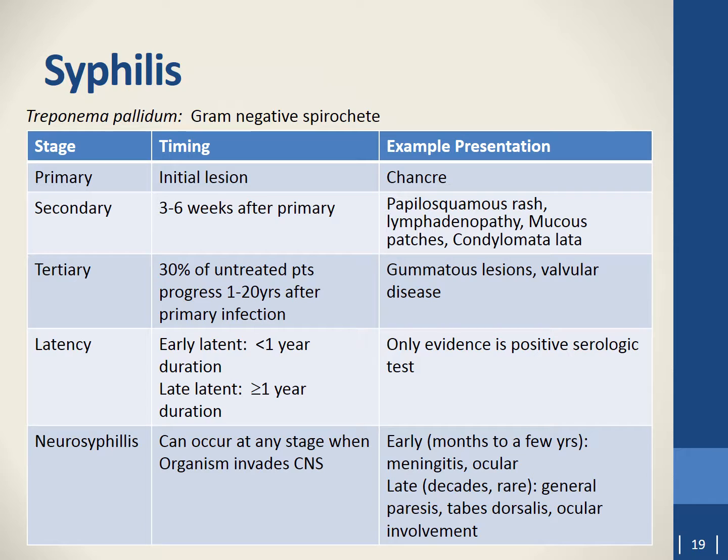Shifting now to syphilis, which is caused by Treponema pallidum, a gram-negative spirochete. I think understanding syphilis, you need to understand the differing presentations based on timeline. Primary syphilis is the initial lesion. An example presentation of that would be a chancre, or the ulcer lesion on the site of infection, such as the genitals or even the oropharynx.